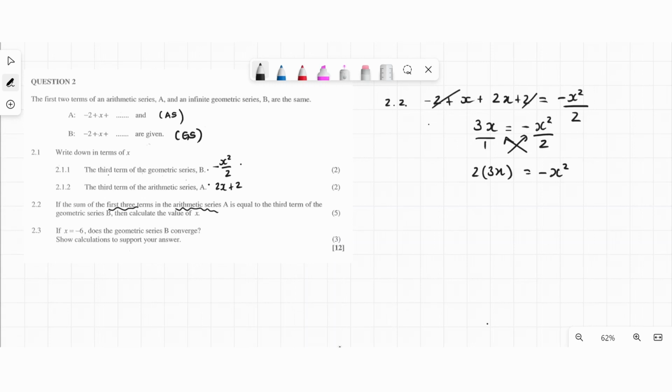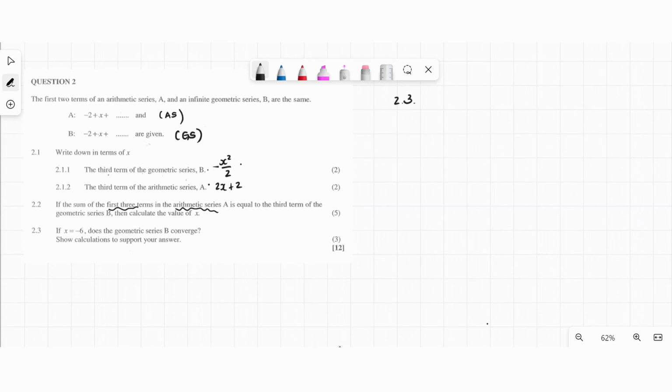So this is going to be the same. Then here we have 6x is equal to what? It's equal to negative x squared. Take the negative x squared to the other side. So it's going to be 6x plus x squared is equal to 0. Take x as a common factor. So you're going to have x(6 plus x) is equal to 0. So x is going to be equal to 0, or x is going to be equal to negative 6, right? So therefore our answer is going to be what? x is equal to negative 6. So this will be your final answer.